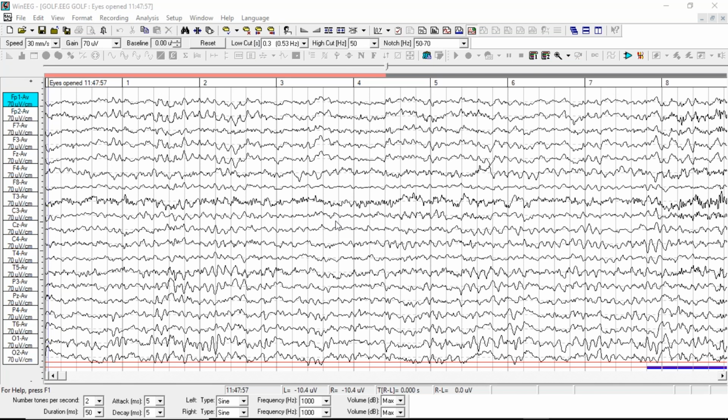So this is a professional golfer who sought my services for his focus and his concentration during the golf rounds. And the first thing that we did was to run a QEEG, a quantitative electroencephalogram, or a brain map.